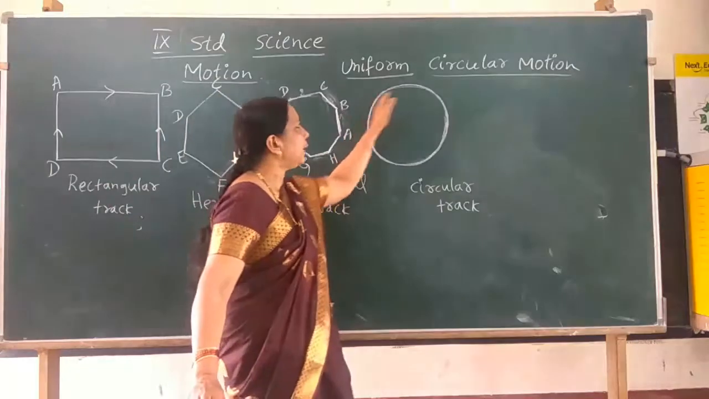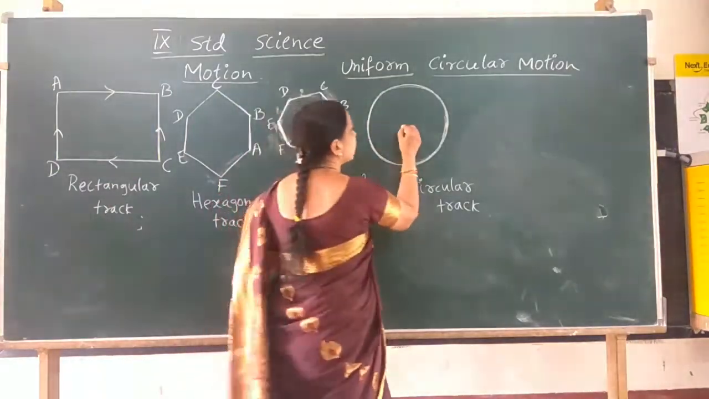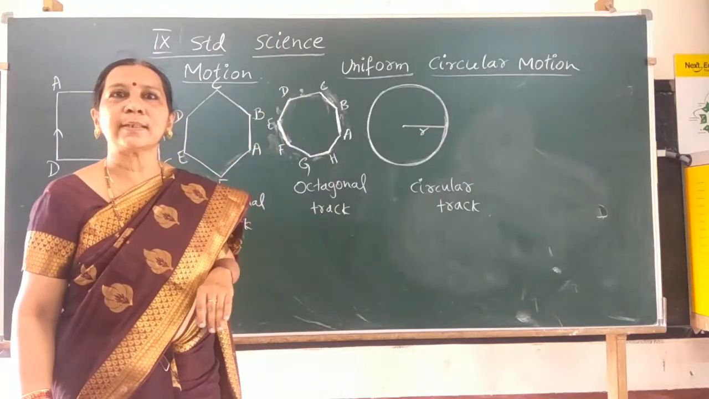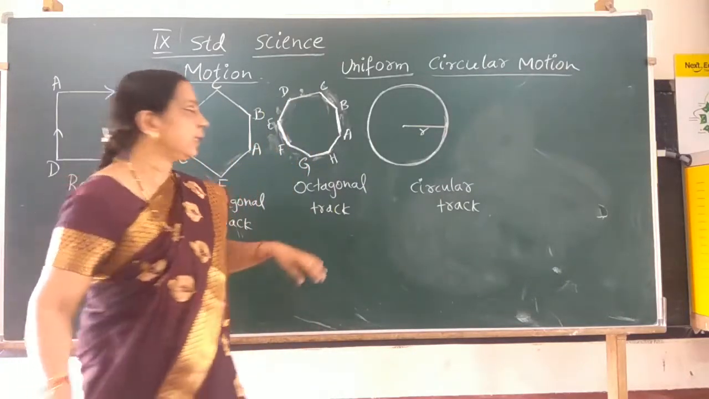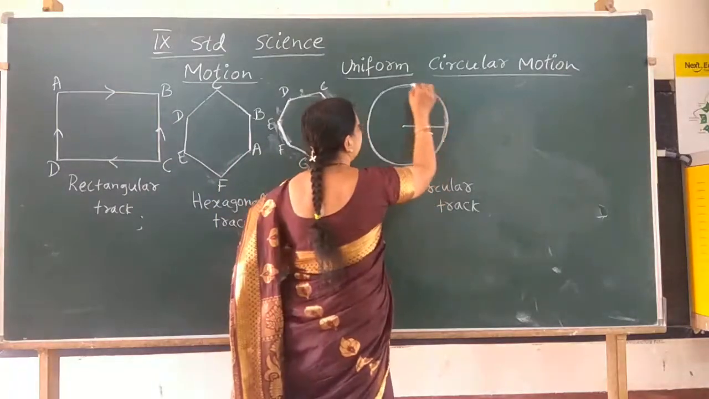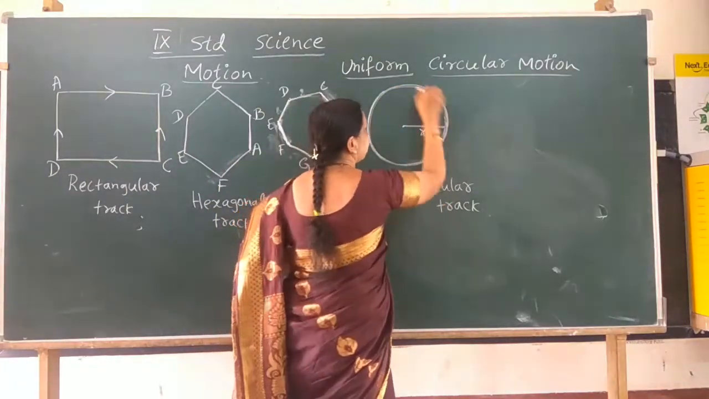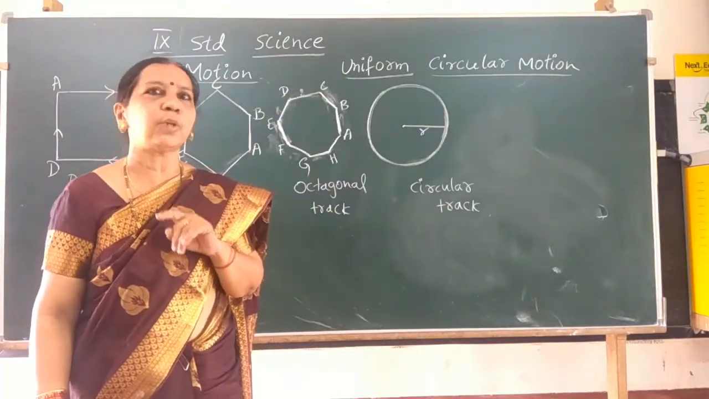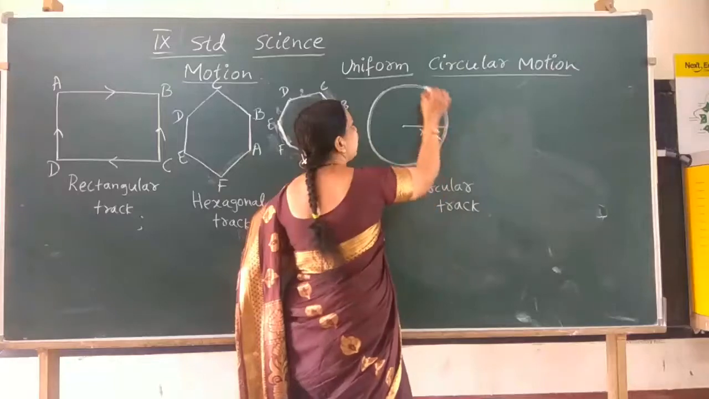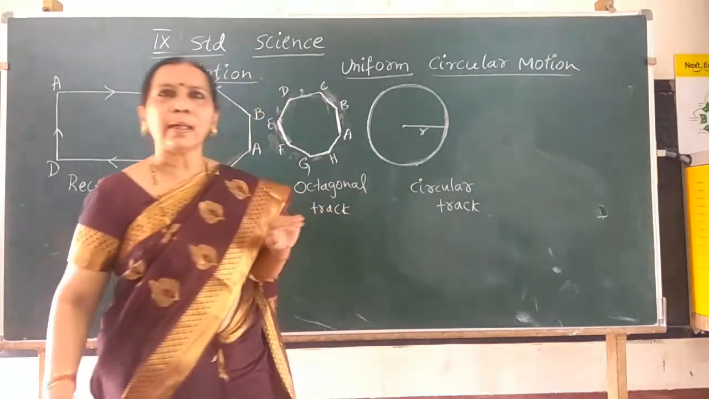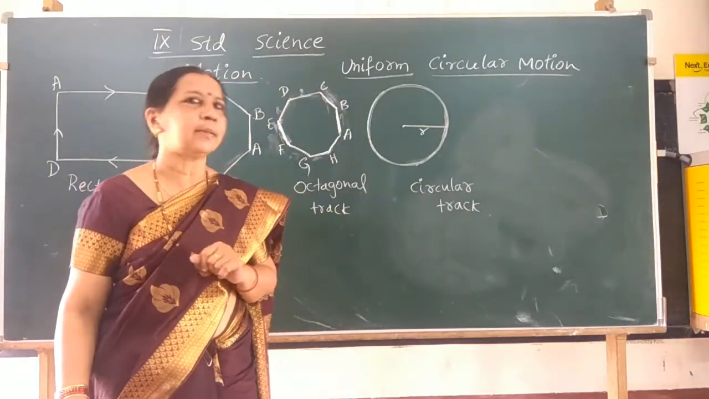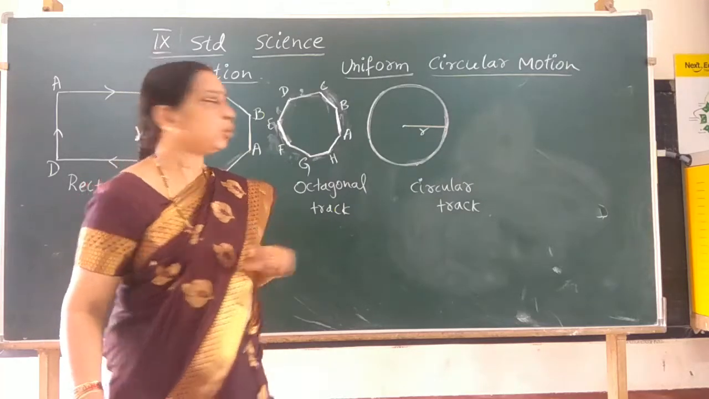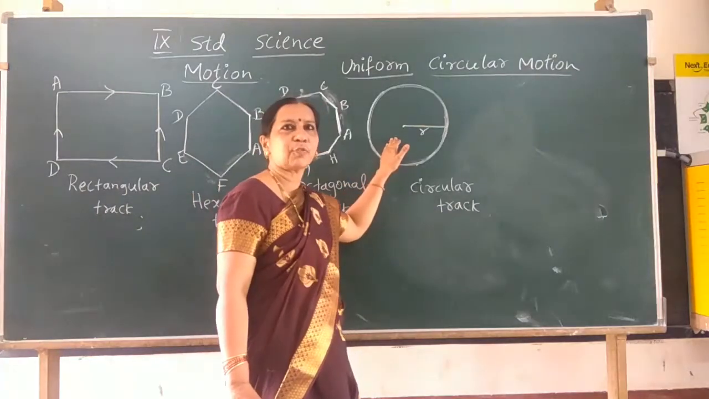So the radius of the circle is r, so what will be the circumference of the circle? Here the distance moved will be the circumference of the circle. So what will be the distance moved in case of a circular path? It will be the circumference of the circle. So what formula do you use to find the circumference of the circle? It is 2 pi r. So 2 pi r is the circumference of the circle.